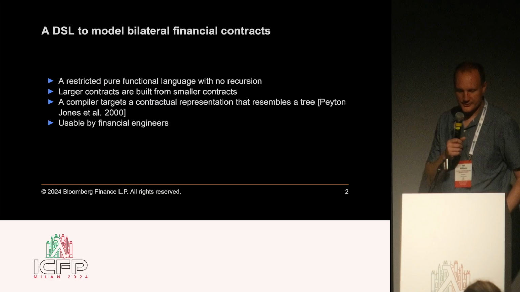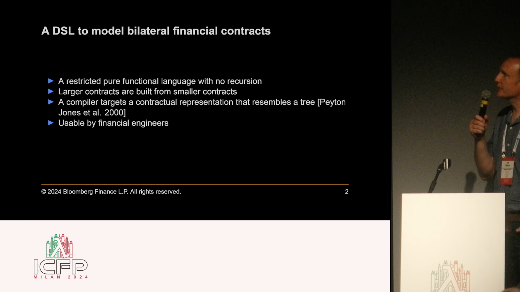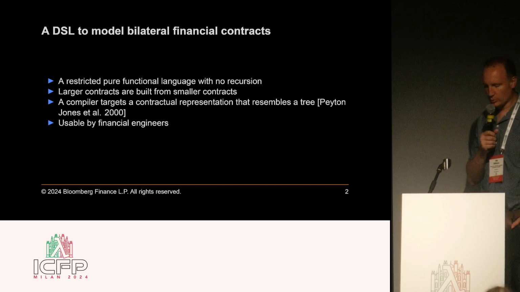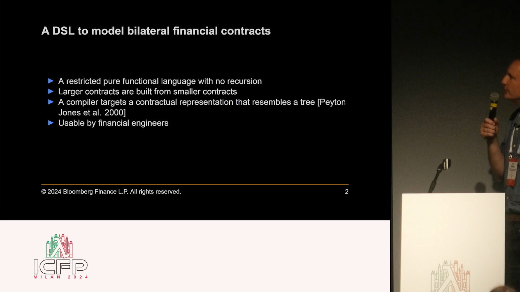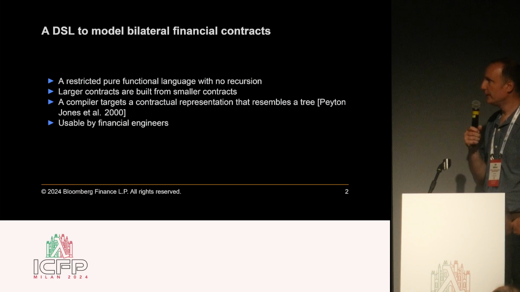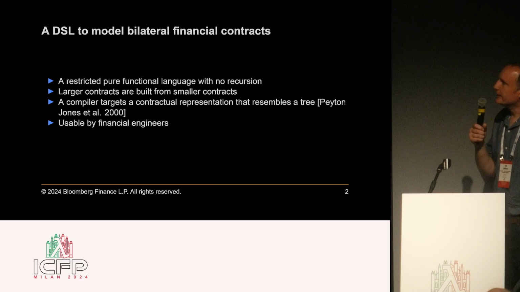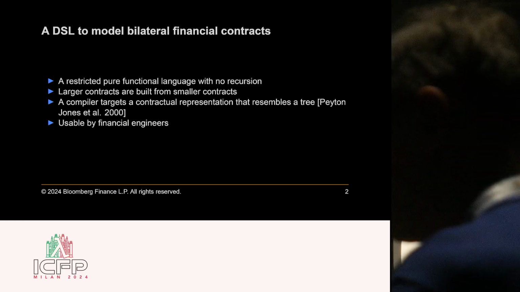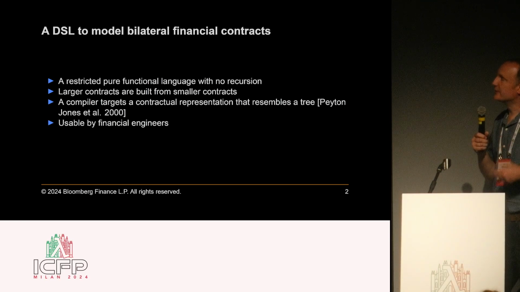Today I'm going to talk about one of the many OCaml projects we have at Bloomberg. Although not really much about this project, it's more on an implementation detail really, but the project I work on is essentially a domain-specific language to model bilateral financial contracts. So these are typically derivatives contracts with two counterparties. The language we have is a restricted pure functional language with no recursion. It has a set of primitives and a means of composition, so we build larger contracts from smaller ones.